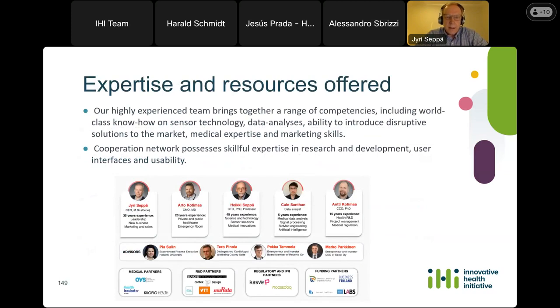The key expertise and resources that we can offer for the consortium come from our founding team. We have a really experienced and knowledgeable founding team as a startup, and we have a lot of experience in bringing disruptive solutions to market, and maybe the special unique knowledge lies in the PMO technology.